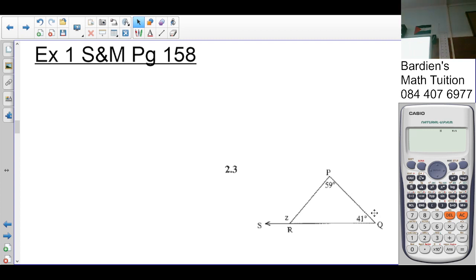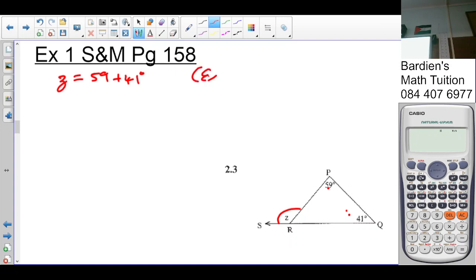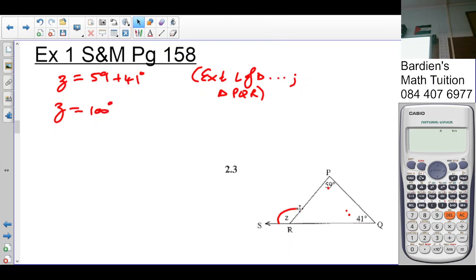Right, so what can be done in 2.3? Exterior angle of triangle, not so? So this angle here is equal to that angle plus that angle. So Z is equal to 59 degrees plus 41 degrees. Why? It's exterior angle of triangle, which means to say exterior angle of triangle is equal to the sum of the two interior opposites. And it's the exterior angle of triangle PQR. Okay? So Z works out to be 100 degrees.